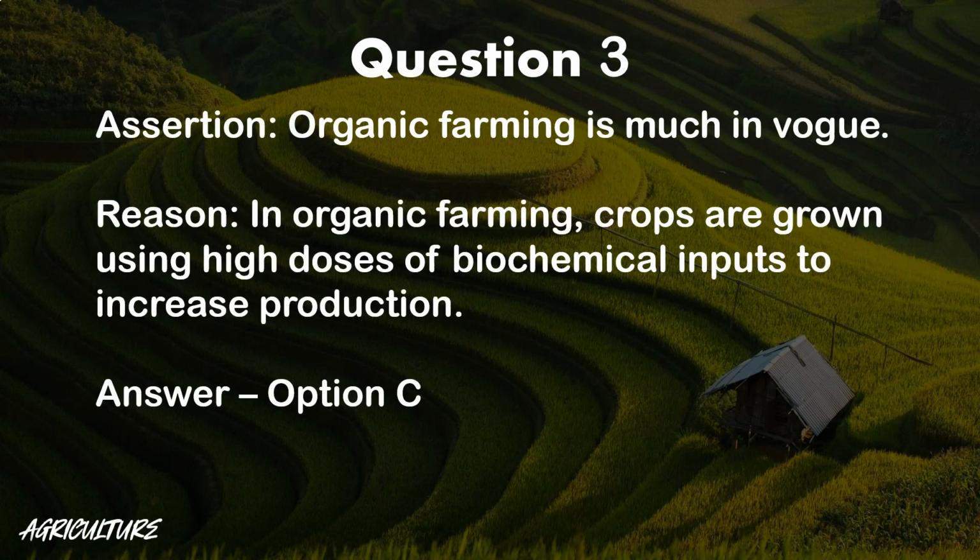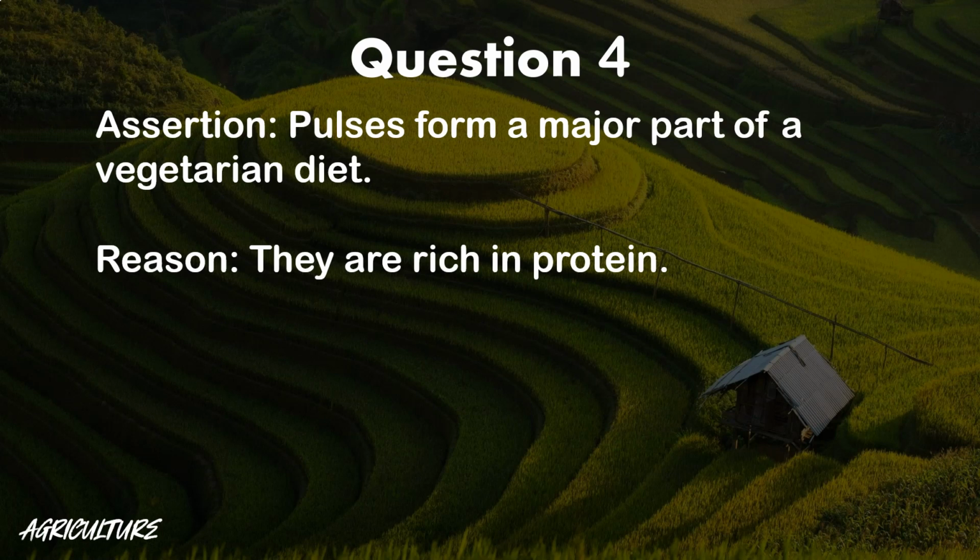So the correct answer is option C. The next question. Assertion: pulses form a major part of a vegetarian diet. Reason: they are rich in protein. Take a few minutes to guess. Pause the video. The correct answer is option A.